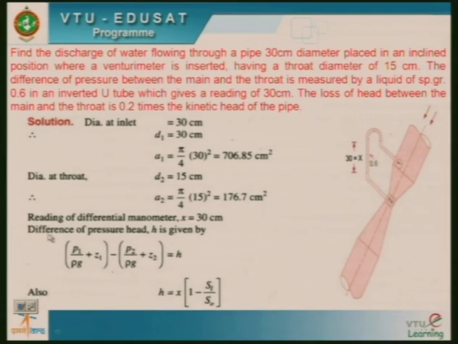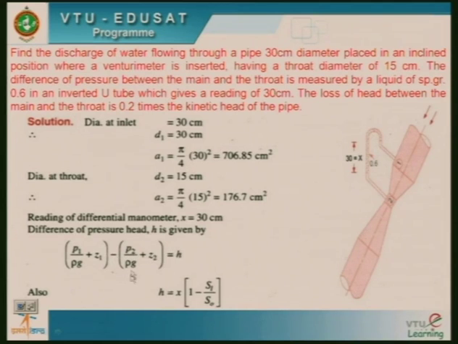Now, this is very important. Difference of pressure head H, if it is a vertical pipe or an inclined pipe, the value of H is given by this formula: pressure head at inlet plus the datum head, minus pressure head at throat plus the datum head at throat. So, P1 by gamma plus Z1 minus P2 by rho g or gamma plus Z2, this is equal to H.